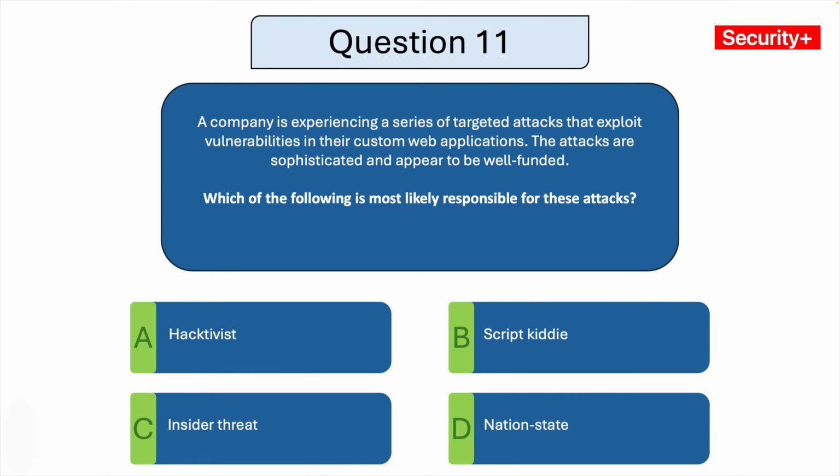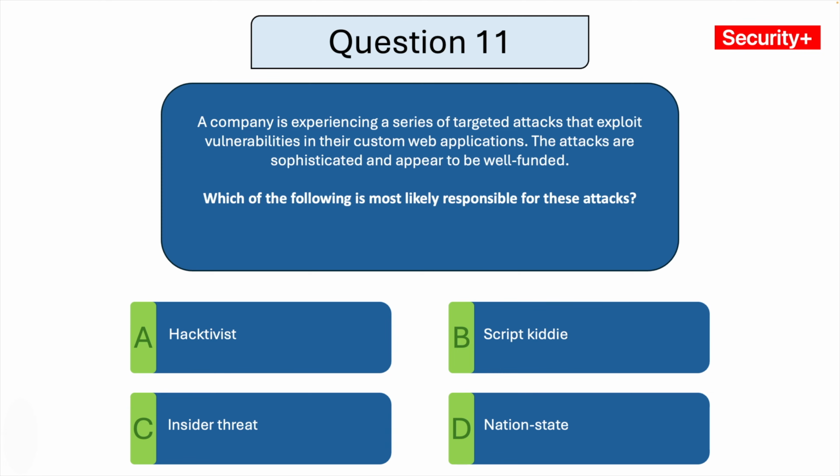All right, so let's take a look here, and I want to point something out. The scenario is saying a series of targeted attacks that exploit custom web applications, which to me would mean that the attacks are very advanced, because they're custom web applications, right? There's not a lot of known information about that online. But another thing is that the attacks seem to be well-funded. The only answer here that I would say would be a nation state.